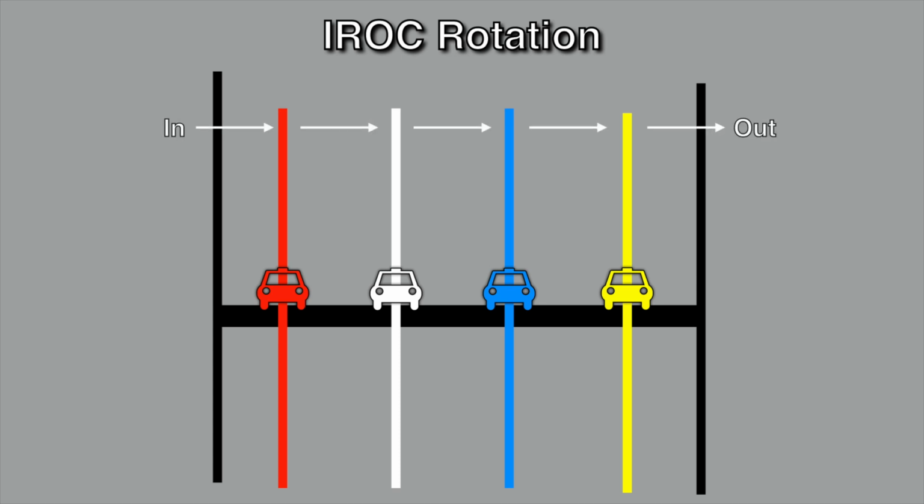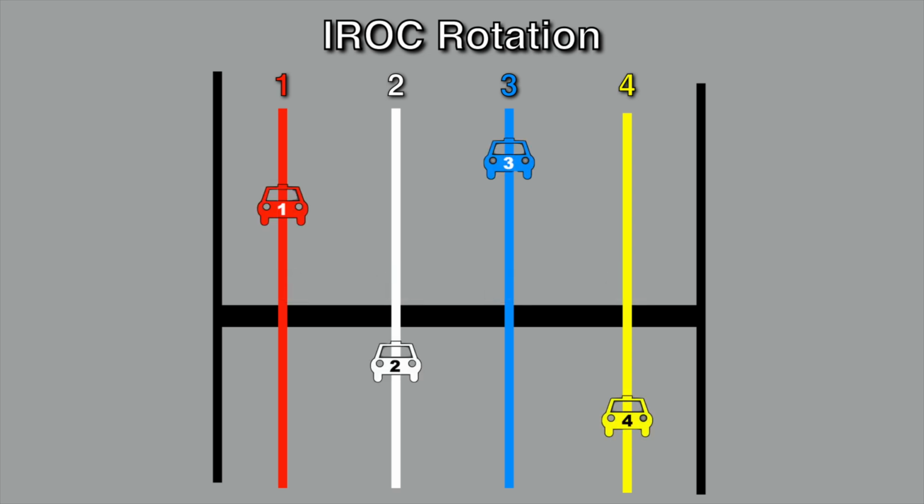On this track example, you come in on red, go to white, go to blue, go to yellow, and you exit on yellow. We're also going to number the cars in that same lane change sequence, 1, 2, 3, 4. This will make it easier for the rotation. Now let's assume we've run the first heat, and here's where the 4 cars finish.